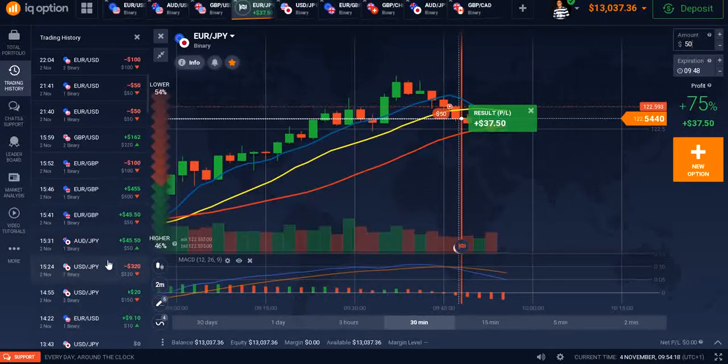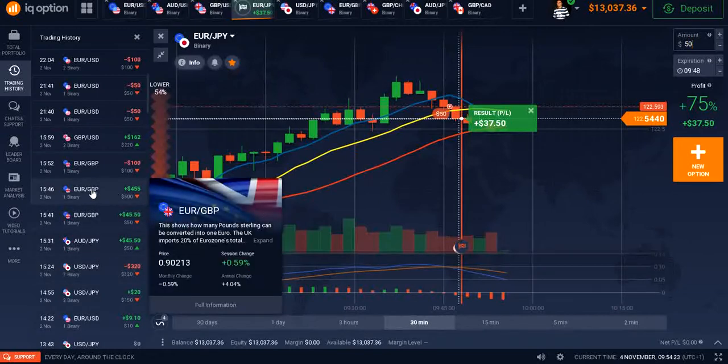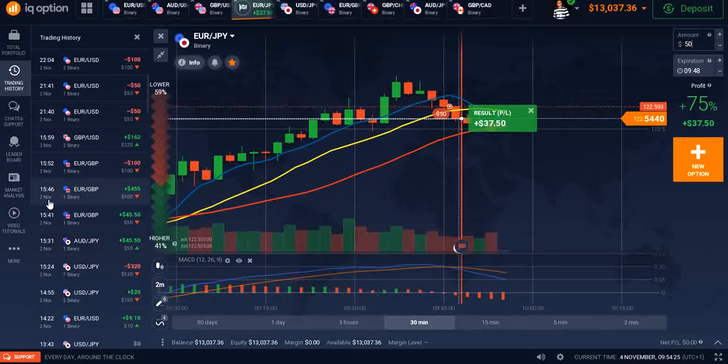So I waited to see another great opportunity. Then you can see here, Europe GBP, this is a great one for me. It's just one binary. This one I placed 7 binary and lost 320, and here I placed just one with $500. You can see here $500.